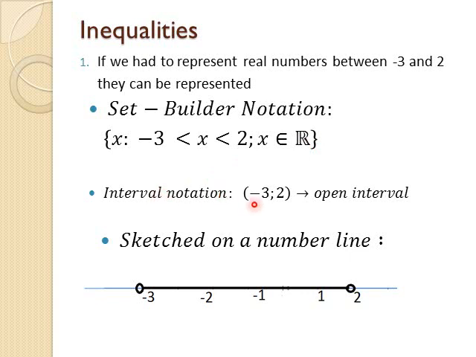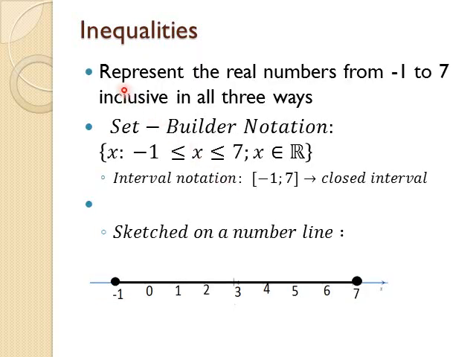In interval notation, we're not equal to minus 3, so I use open brackets or open parentheses, minus 3, semicolon, 2, open brackets close, so it's an open interval. Sketched on a number line, because it's real numbers, we start at minus 3 with an open dot, we end at 2 with an open dot, meaning minus 3 and 2 are not included, but we're going from minus 3 till 2. Hope you follow. Let's go look at the second problem.